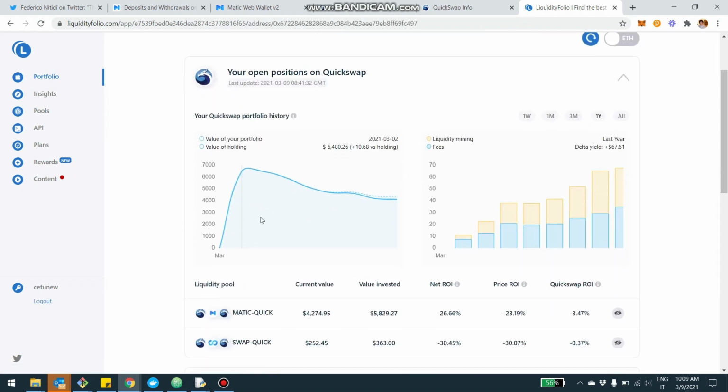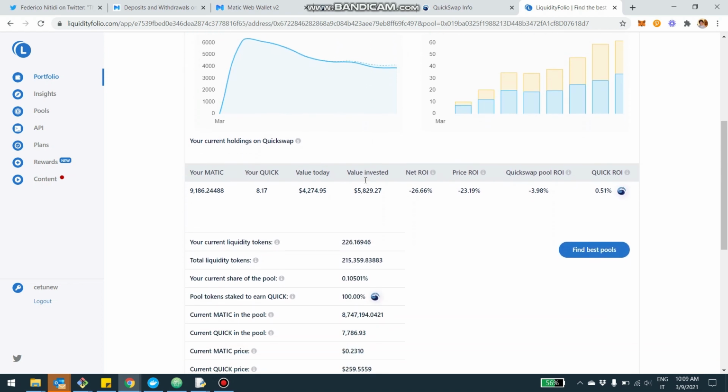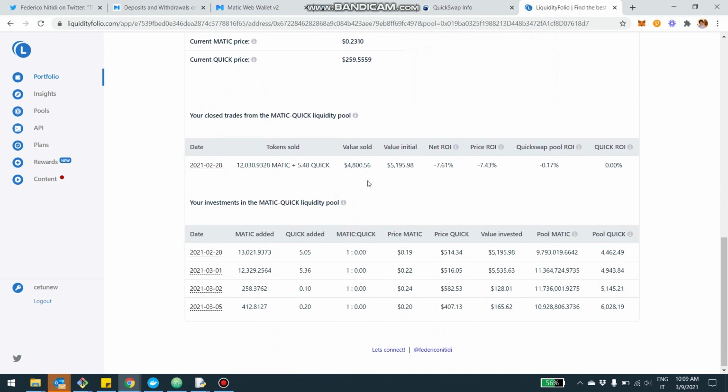You're going to find all the tracking of your liquidity, whether you're making money, whether you're having an impermanent loss, and also the return, whether it's due to the fees, which is the blue component, or due to the liquidity mining of Quick, which is the yellow component. You can zoom in to whatever level of detail you prefer.